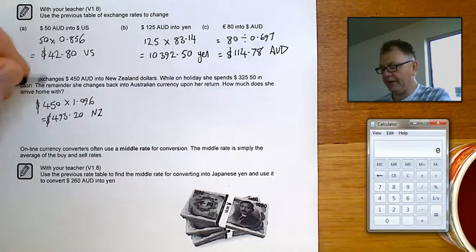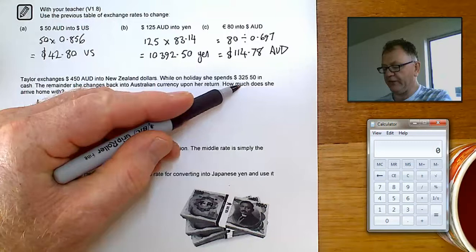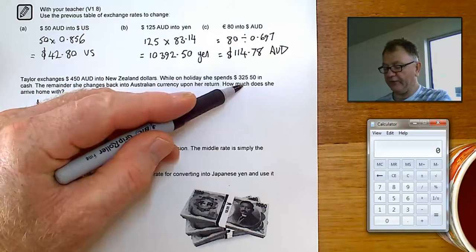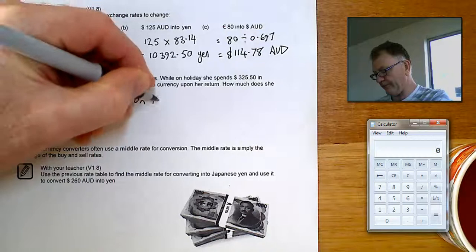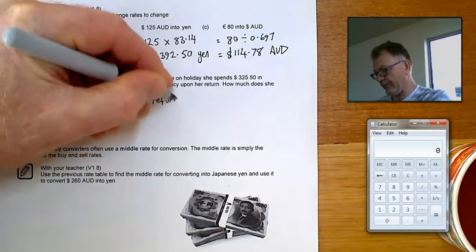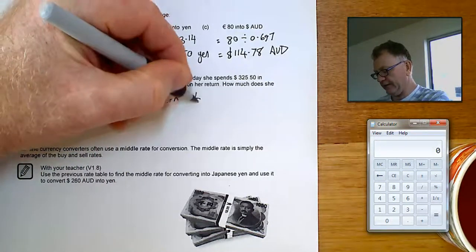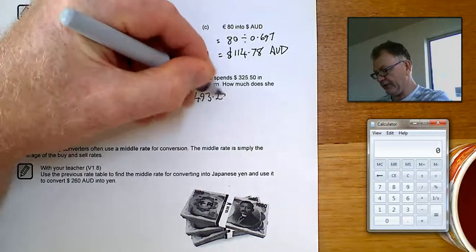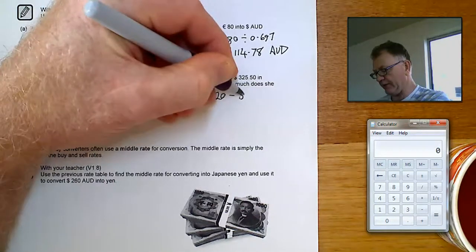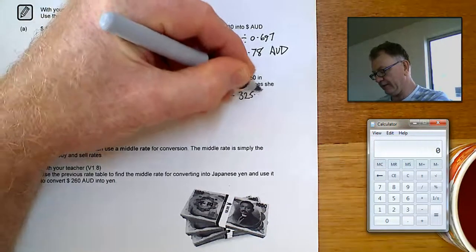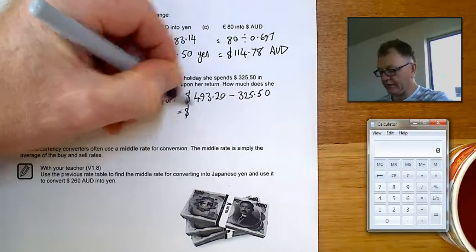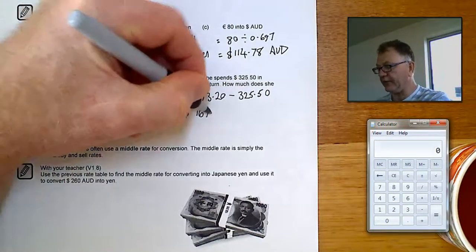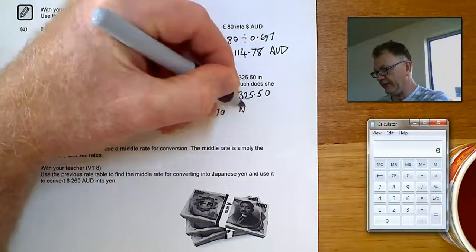Now, she spends $325.50 New Zealand currency. So on her return, she did have $493.20. Take away the amount that she spent. You can check my calculations. I got $167.70.